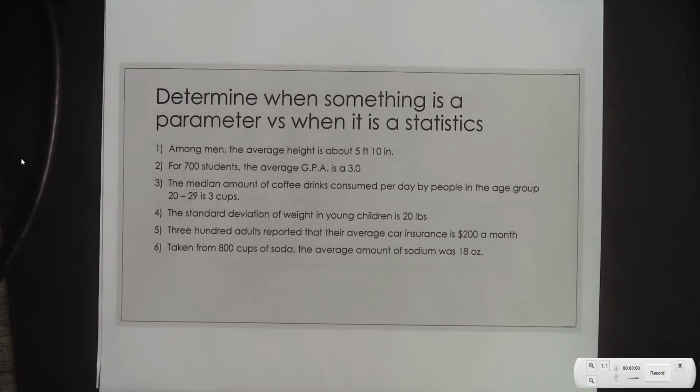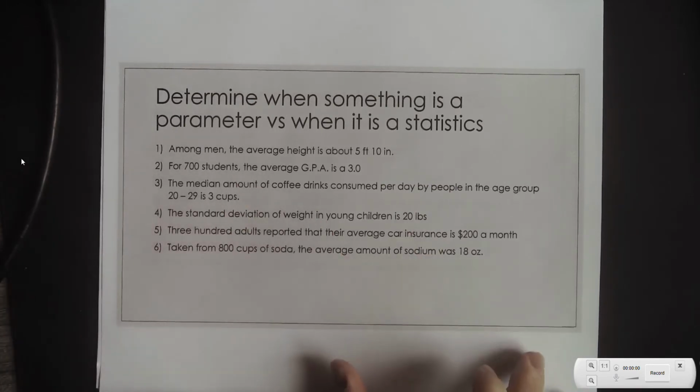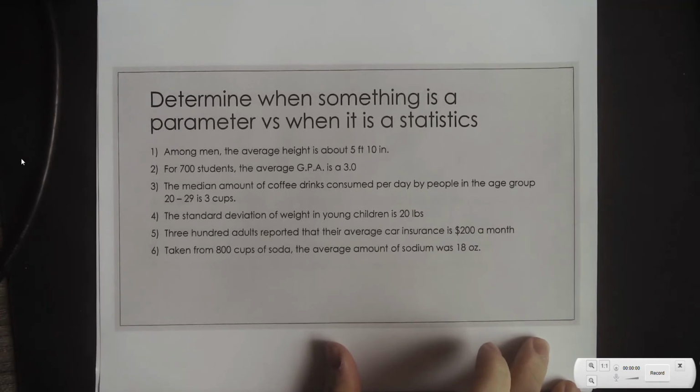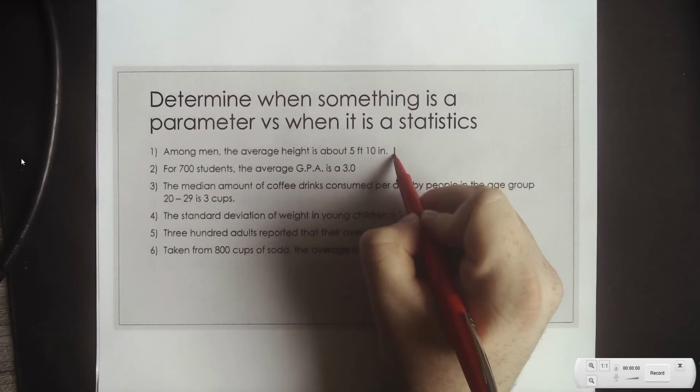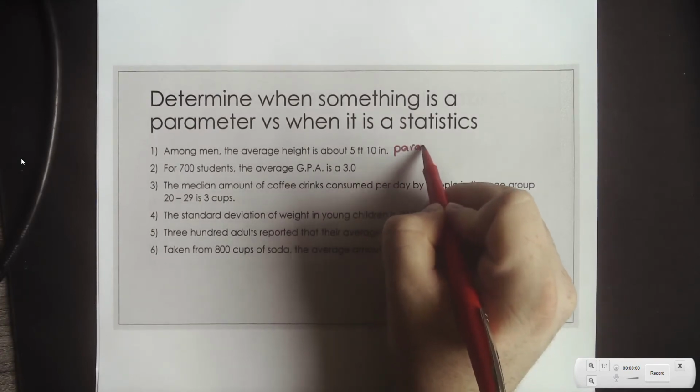All right, so determine when something is a parameter versus when it's a statistic. So remember, if it's a parameter, it's based off a population, and if it's a statistic, it's based off of a sample. And really, the biggest way to figure out if something is a sample or a population is: is it general or is it specific? Populations are general, and samples are specific. For instance, among men, the average height is about 5 foot 10 inches. It says among men, that's very general. It's a general group of men. So this would be a parameter.